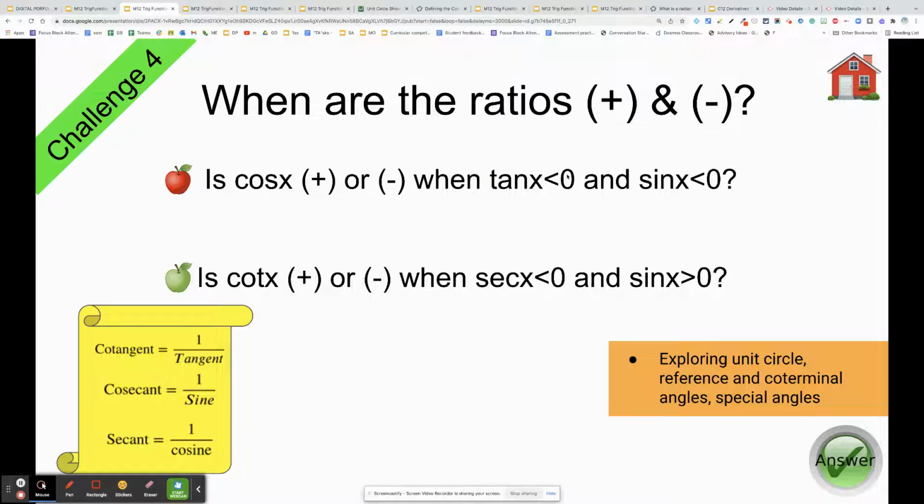Okay, so let's try this. When are the ratios positive and negative? So press pause on the video and give these two questions a try. Okay, welcome back. I'd like you to draw a Cartesian plane.